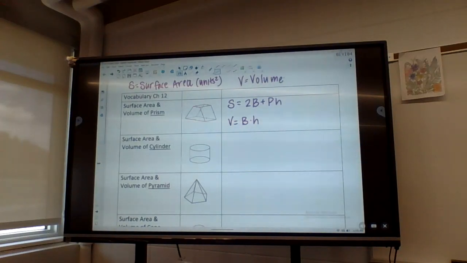And maybe you want to write this on there too. So obviously S is going to be surface area, V is going to be volume. I have the units squared versus units cubed. Now for our cylinder.